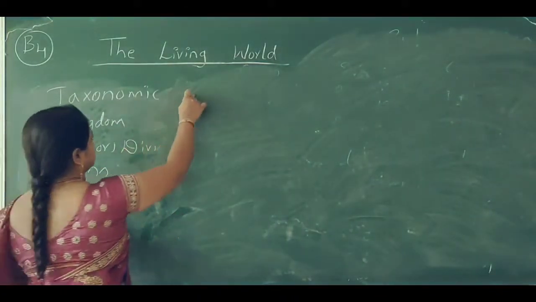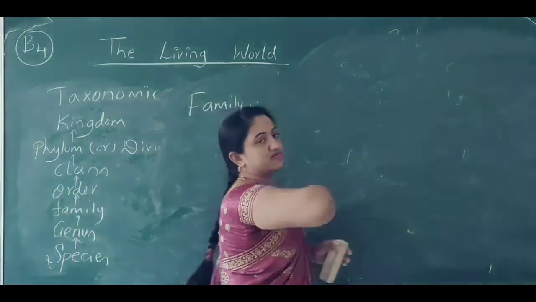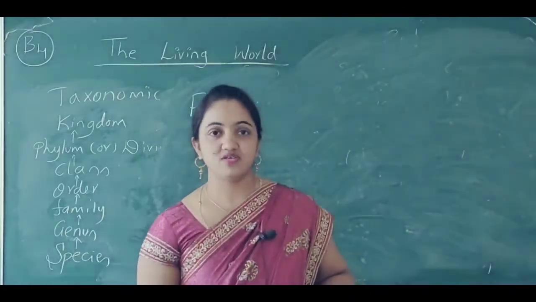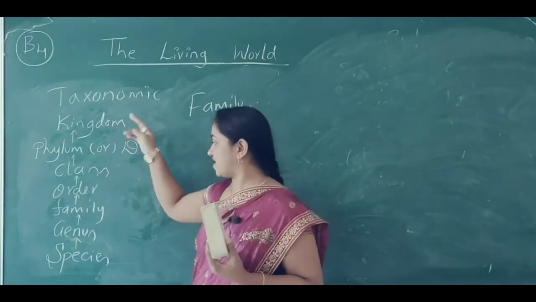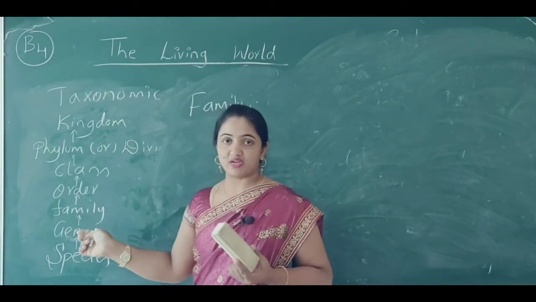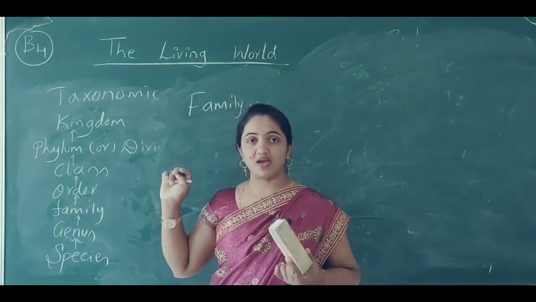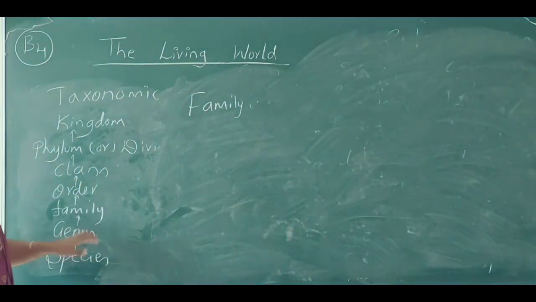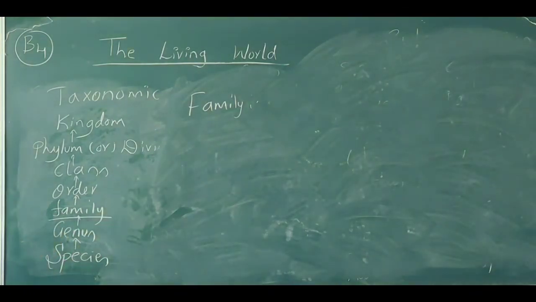The next is family. What is family? Don't tell me joint family or nuclear family, because this family is far different from our family. This family belongs to the taxonomical hierarchy, and it is the third unit of the taxonomical hierarchy when we start going upward from the species.